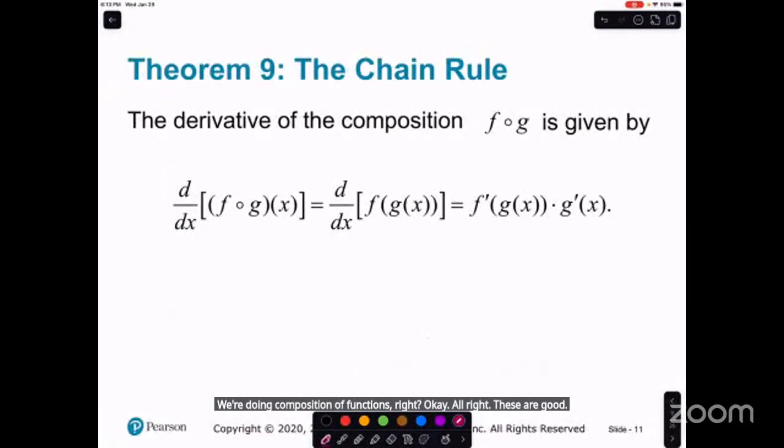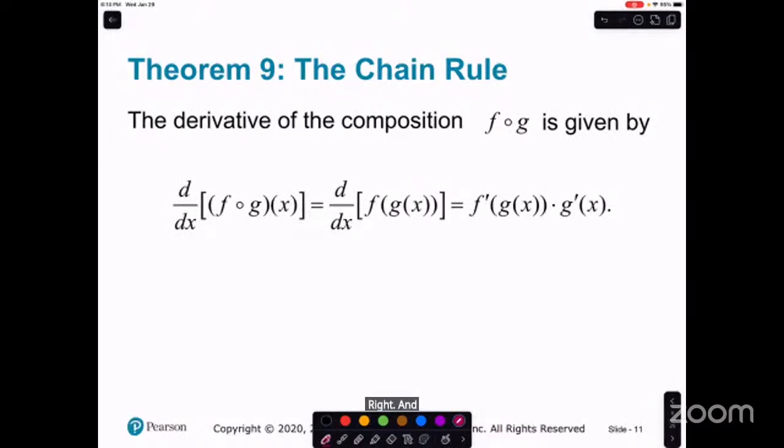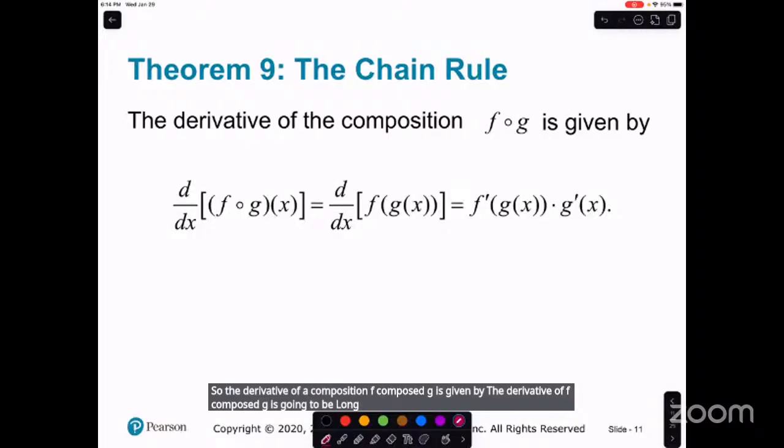Okay. So the chain rule. In the previous example, we revisited composition of functions from college algebra 1. Now suppose we had a composition of functions and we wanted to find its derivative, right? And we wanted to use one of these shortcuts and avoid the whole limit definition of the difference quotient. So the derivative of a composition, f composed g, is going to be, long story short, the derivative of the outside function times the derivative of the inside function, right?